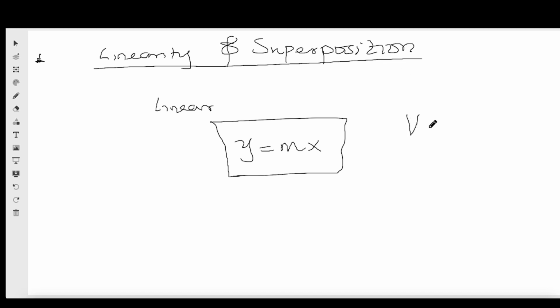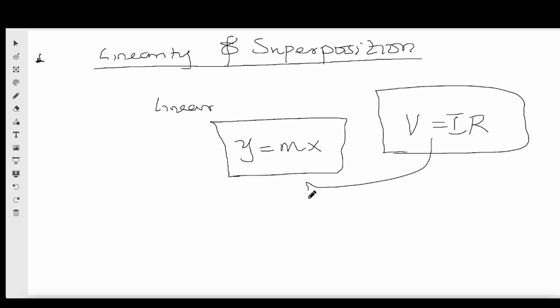Basically it should obey Ohm's law. So the relationship between voltage and current here is linear. Are they not the same? They are identical, right? V represents y, I represents x, and R is the gradient of the voltage-current curve. That is, if you draw voltage against current on a curve, the gradient of that curve is the resistance. So that's a linear element, an element that has a linear voltage to current relationship.